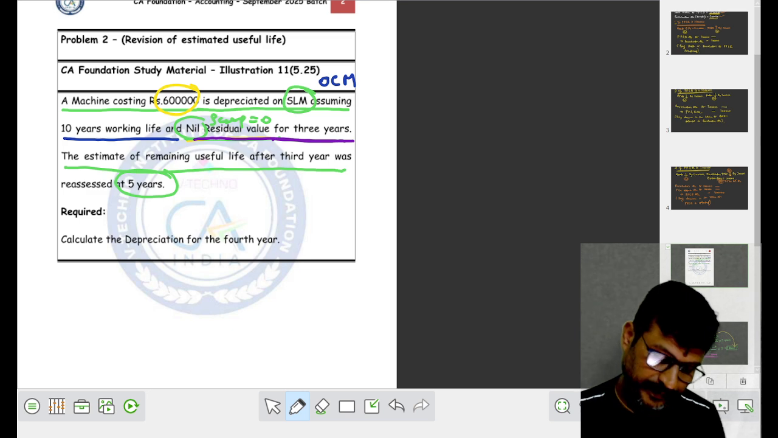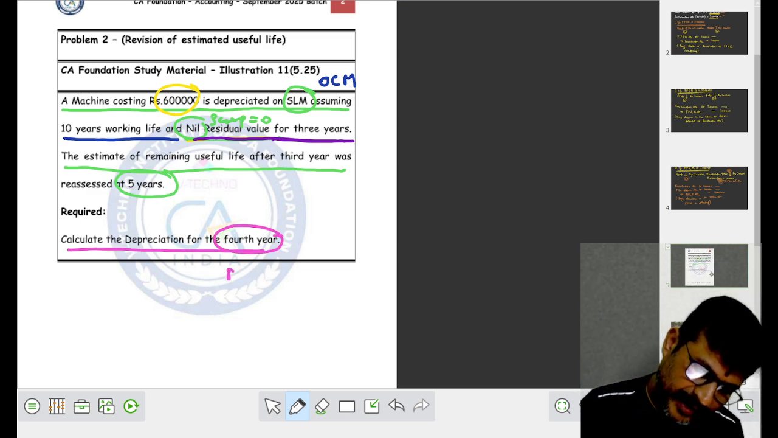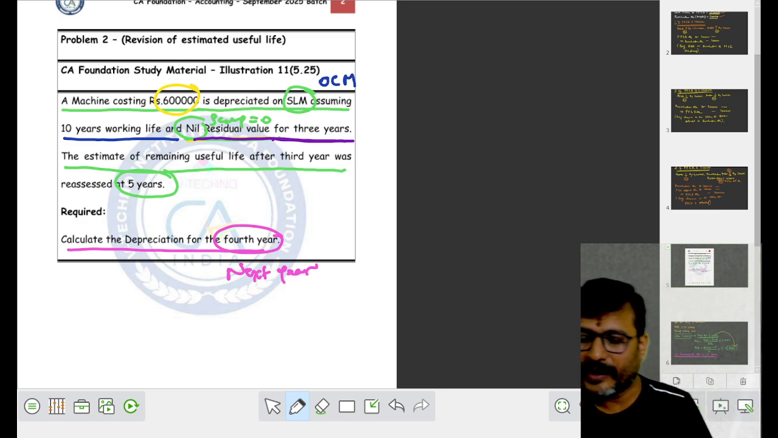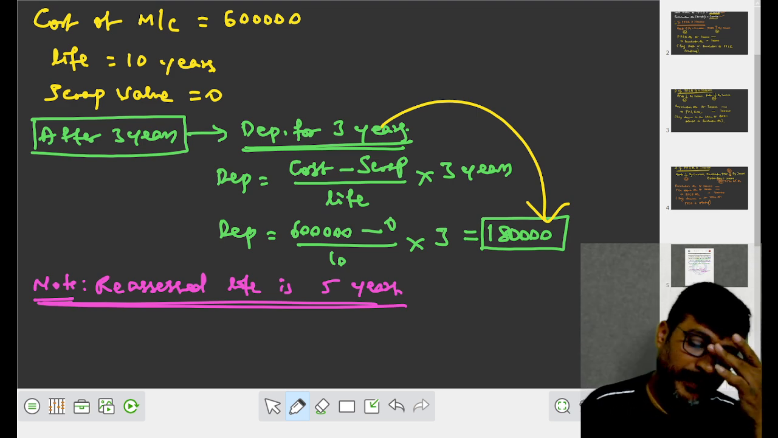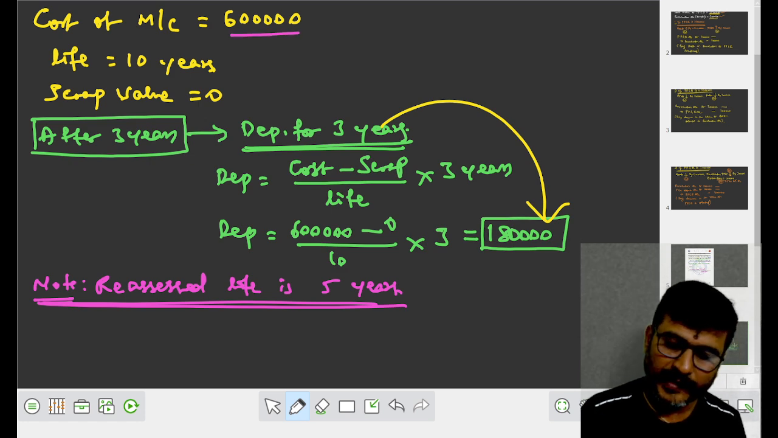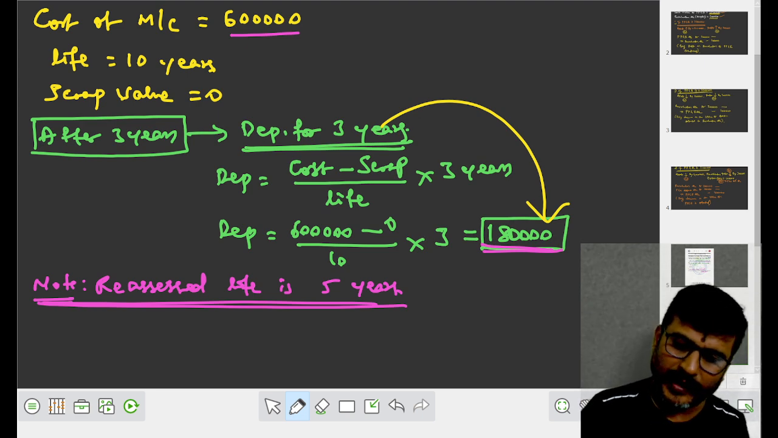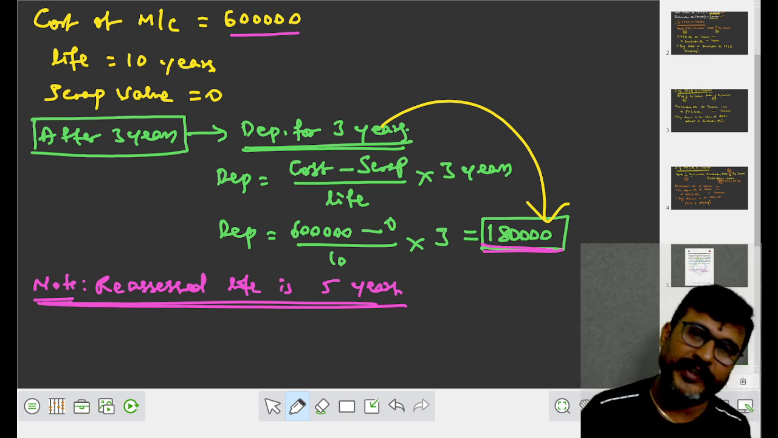Now what to do? Calculate depreciation for the 4th year. Depreciation for the 4th year means depreciation for the next year. Now we have to work out a depreciation for the 4th year. See, my dear student, cost is 6 lakh. 3 years depreciation is 1,80,000. After 3 years, life is reassessed as 5 years. How to work out the depreciation for the next year?